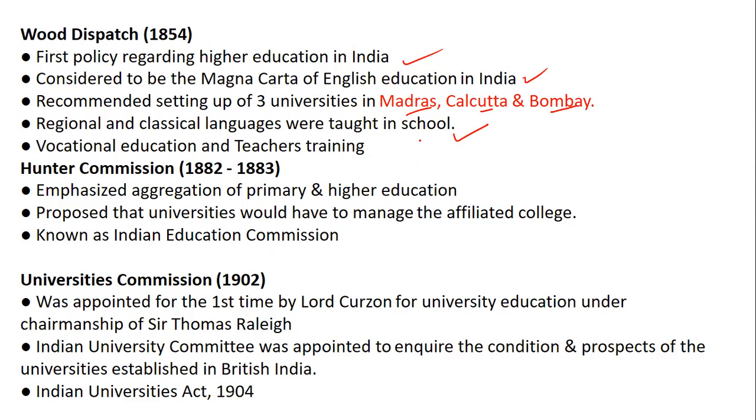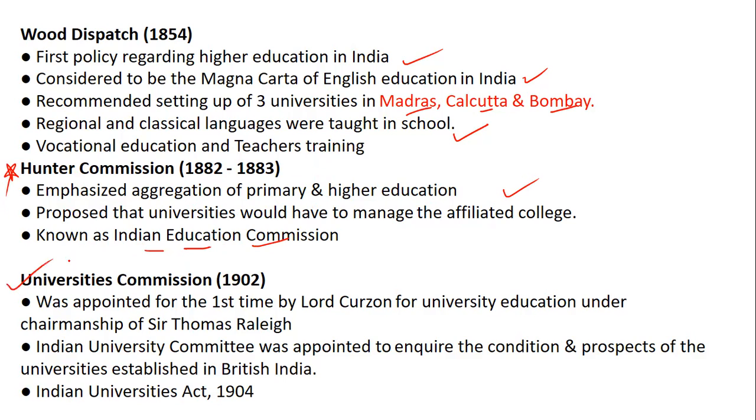Now, talking about the Hunter Commission, which we saw in 1882 and 1883, which emphasized aggregation of primary and higher education. It proposed that universities would have to manage the affiliated colleges and education. The Hunter Commission was known as the Indian Education Commission. Please remember, these are the important points to focus on. That's the reason I have made very crisp notes, so you should be able to remember these notes properly.